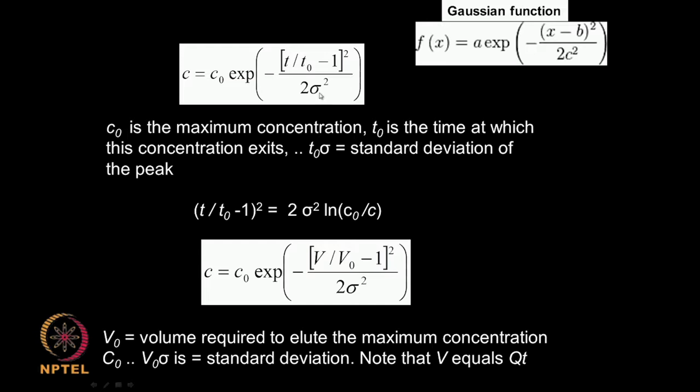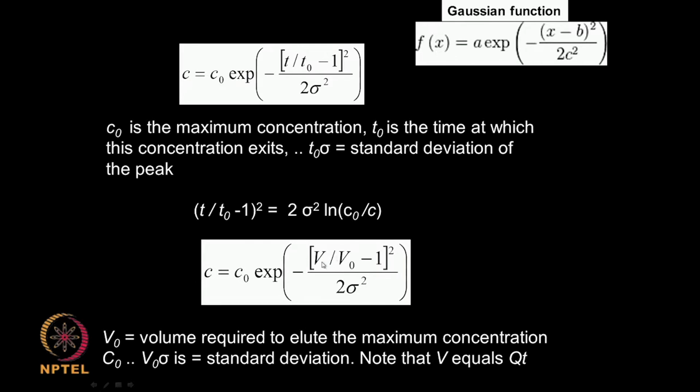If you assume a Gaussian distribution, then the concentration as a function of time will appear like this. It will be C0 exponent of minus 1 divided by 2 sigma square times (t by t0 minus 1) whole square. t0 is called the retention time, C0 is the maximum concentration the solute will appear, and sigma is the standard deviation. You can compare this equation with the normal Gaussian function, as you can see, (x minus b) whole square divided by 2 c square. Okay. So, that is how it is analogous.